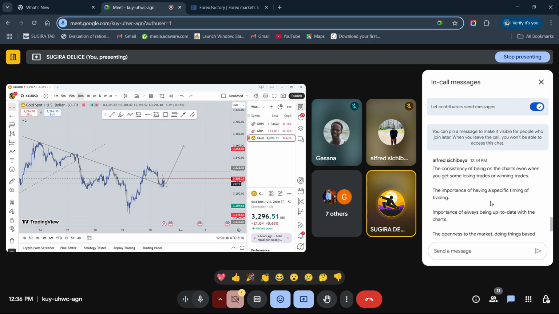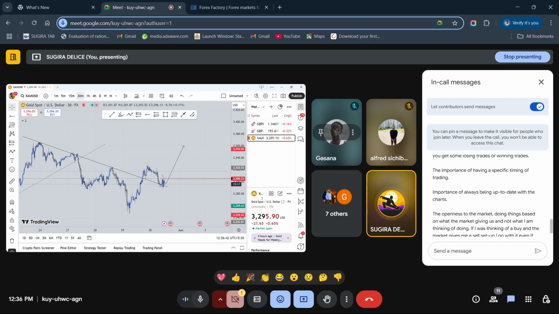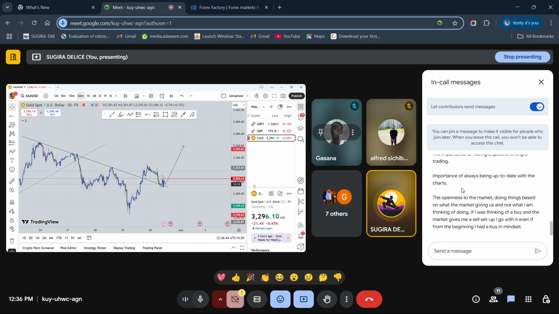The importance of always being up to date with the charts. The openness to the market, doing things based on what the market is giving us and not what I am thinking of doing. If I was thinking of a buy and the market gives me a sell setup, I go with it, even if from the beginning I had a different plan. You get my point?